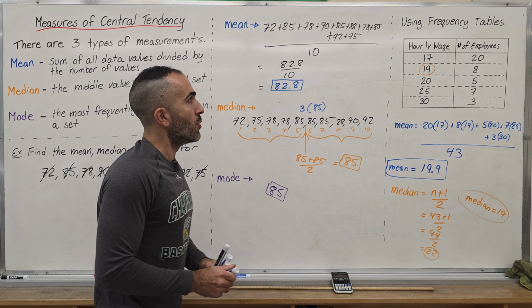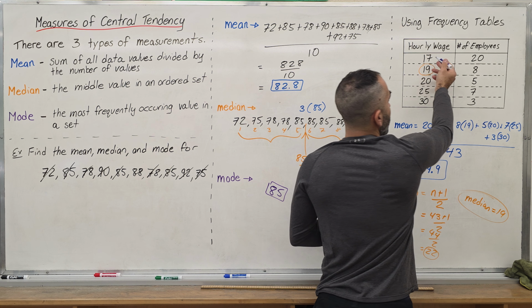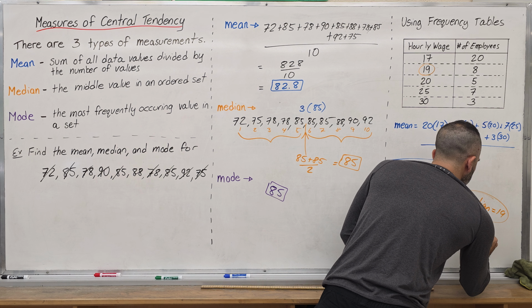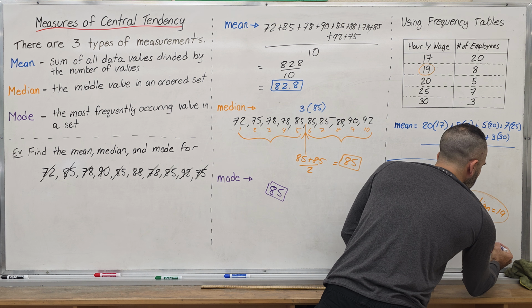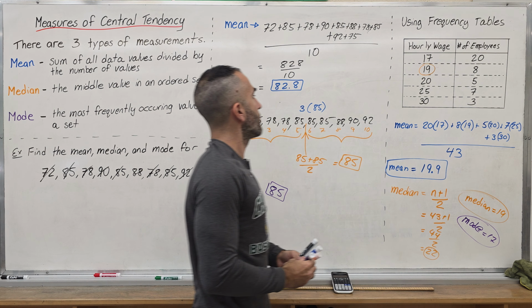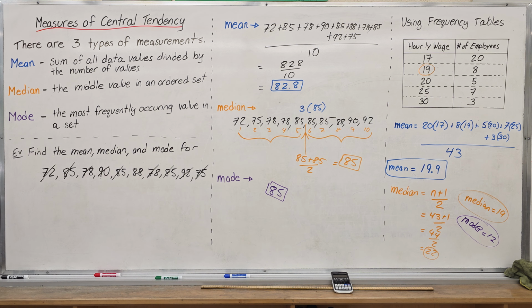Okay, and obviously I'm just going to do the mode too. It's so easy. There's 20 in the 17, so the mode is 17. And I'm done with mean, median, and mode. Just that frequency table could present some problems.